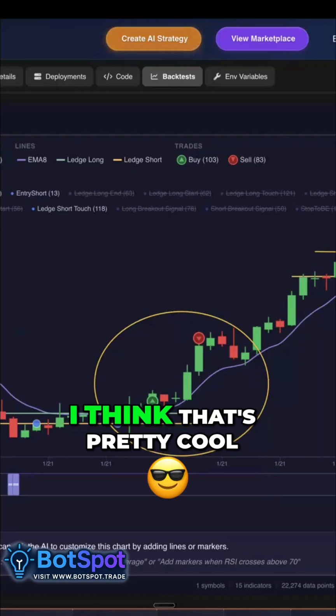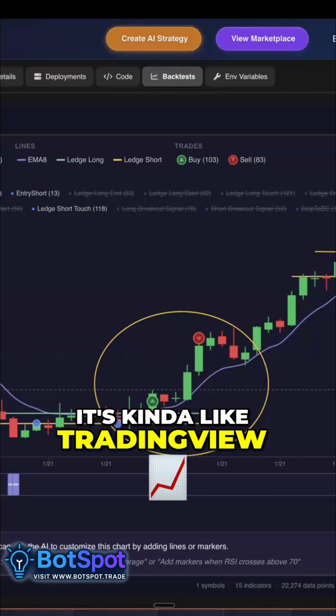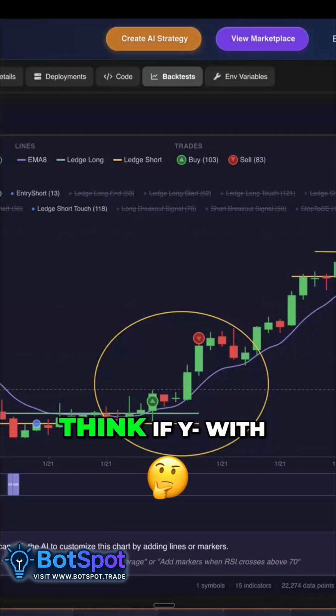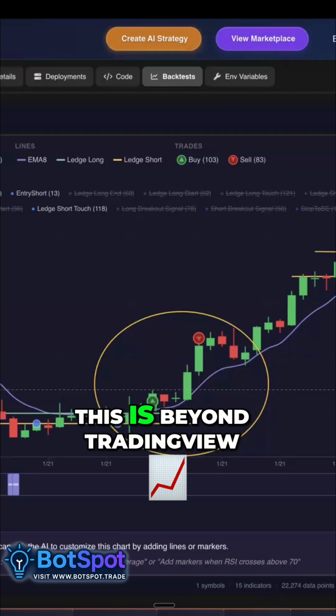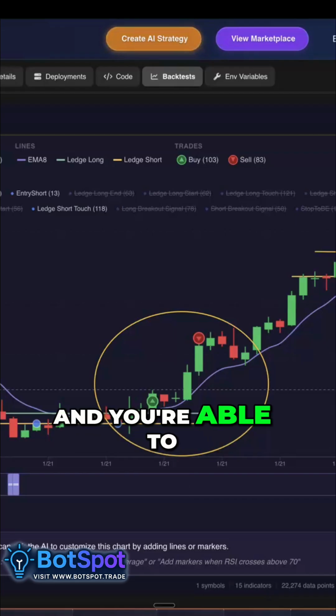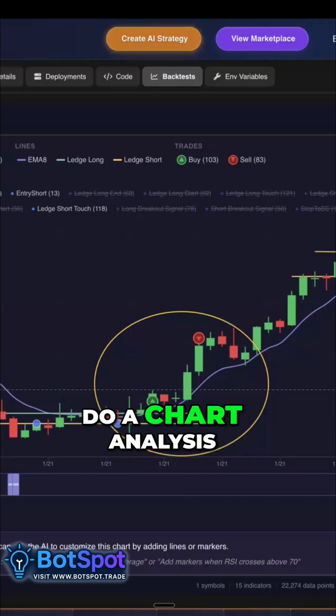So yeah, I think that's pretty cool. It's kind of like TradingView, but with AI built right in. That's what makes it so cool. I honestly think if this comes out and you master it, this is beyond TradingView. I think it's way beyond TradingView, especially if you're asking questions and able to discuss with it on the chart and do a chart analysis on it.